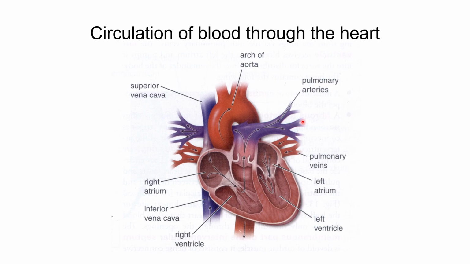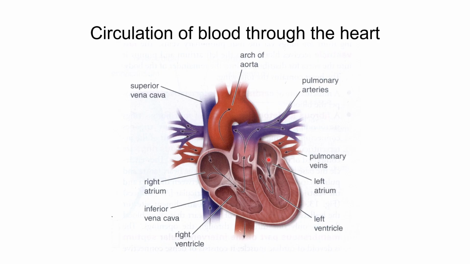So here you can see that we have pulmonary arteries. We call arteries anything that takes blood away from the heart, and veins anything that brings blood towards the heart. So this circulation to the lungs and back to the heart is called pulmonary circulation.